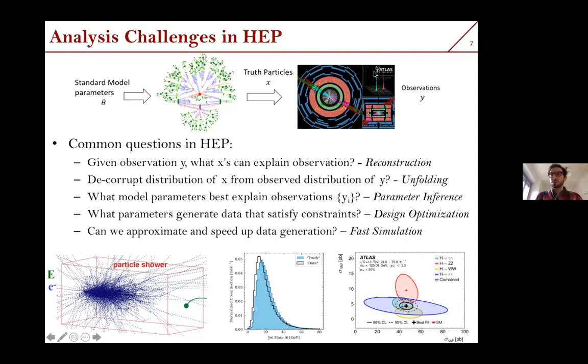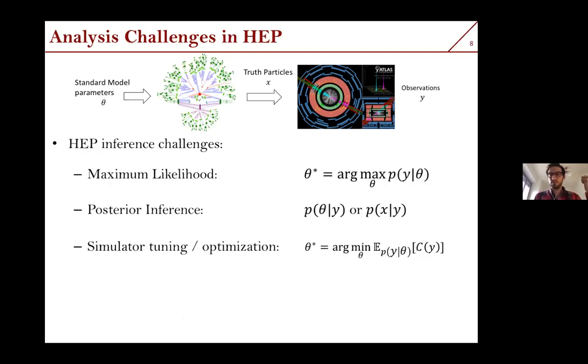And even further, supposing we wanted to build a detector that was even better at measuring the Z mass, we may want to try to optimally design that experiment, to tune the parameters of the experiment, the structure of the detector geometry. So these are the kinds of questions we may want to ask, which are challenging due to the nature of the simulator, the fact that we can't evaluate the likelihood of any simulation that we produce.